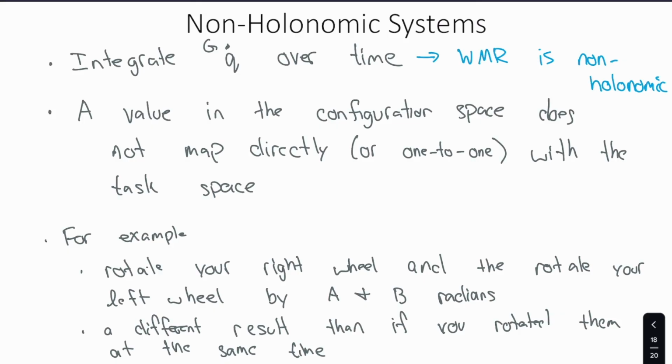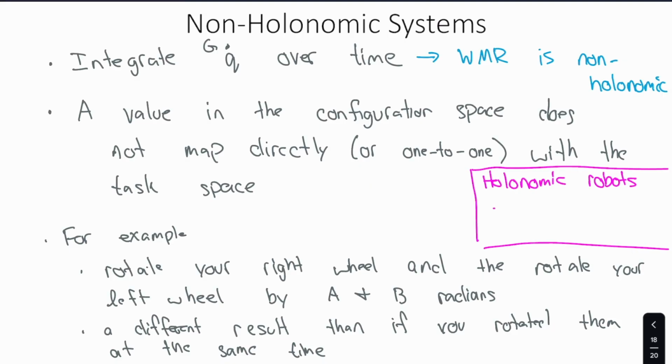There are more restricted systems where that's not the case. So for example, if I give myself a little box to write in, some examples of holonomic robots, or just systems in general, would include something like a robotic arm.